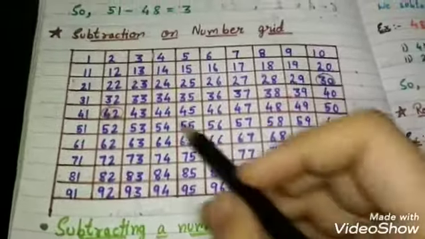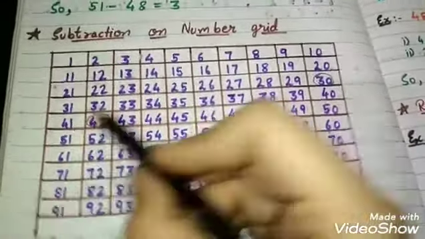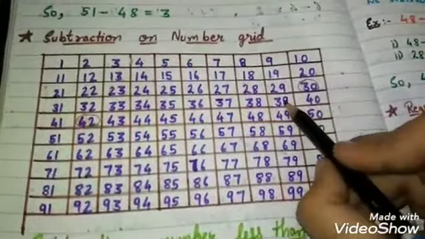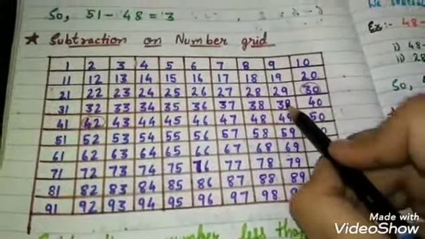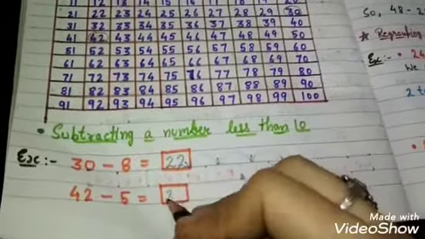Next, 42 minus 5. See where is 42? Here is our 42 and we have to minus 5. So, we have to go 5 steps backward. So 1, 2, 3, 4 and 5. The answer is 37.